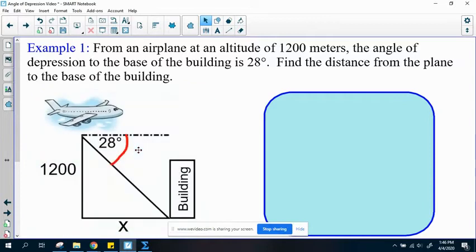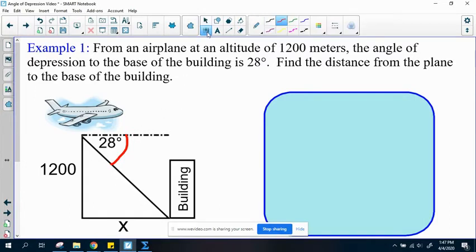So here's the picture that I got. I have this plane going straight across. I know that it's 1,200 feet in the air. It's looking down at the building at 28 degrees. And we want to know how far away this building is. Okay, so really we're going to use right triangle trig. We're going to use our SOHCAHTOA, but I have a side length and a side length. I need some angle in here.